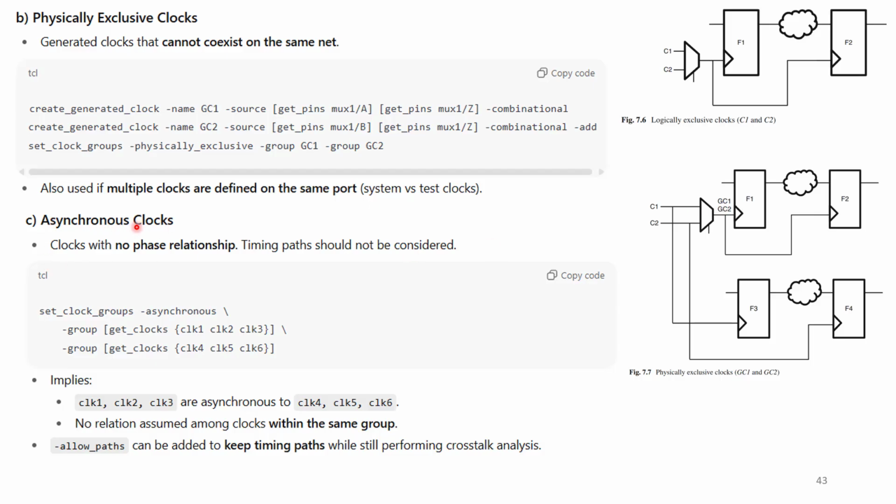Next, if there are any asynchronous clocks with no phase relationship, timing paths should not be considered. So if there is anything asynchronous, simply go with the switch called hyphen asynchronous. Make sure that while you are writing set_clock_groups, you need to use either logically exclusive or physically exclusive. If not, instead of these, you have to use hyphen asynchronous.